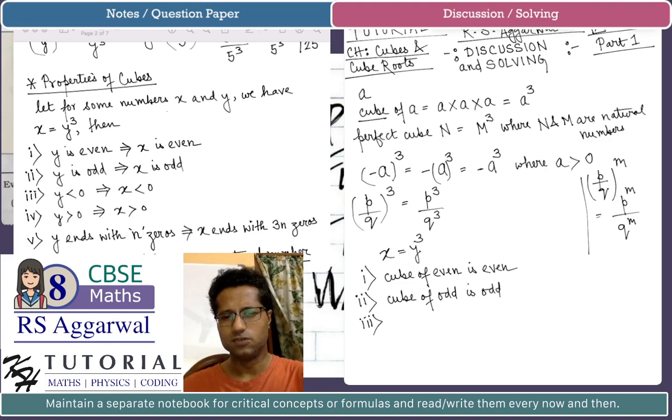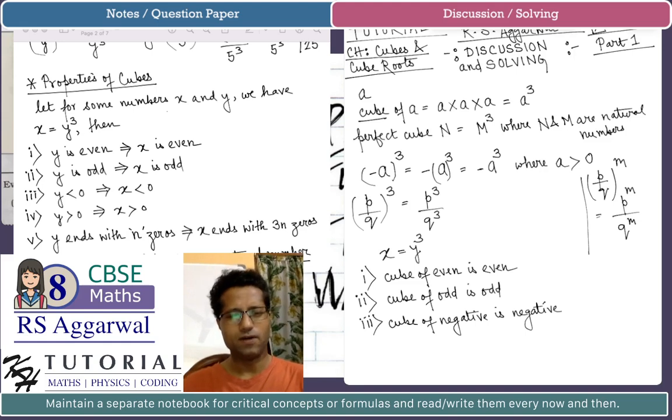Property 3. If y is less than 0, that is, y is negative, we have already seen that the cube of a negative number is negative. That is precisely points number 3 and 4. So if you take the cube of a negative number, the cube will also be a negative number. So y less than 0 implies x less than 0. This basically means that cube of negative is negative.